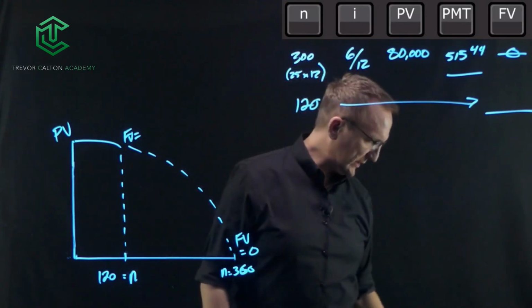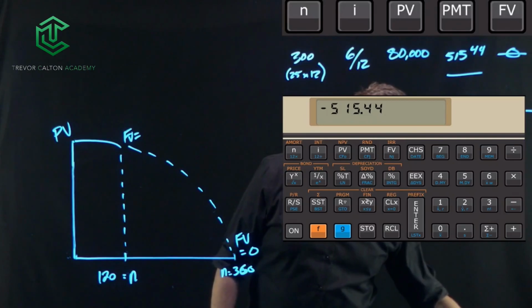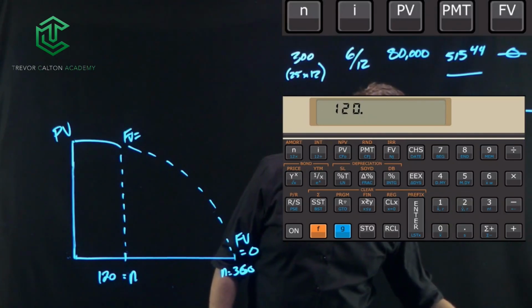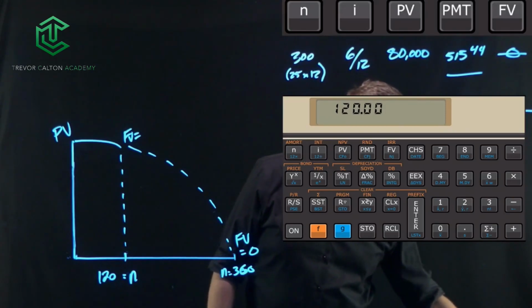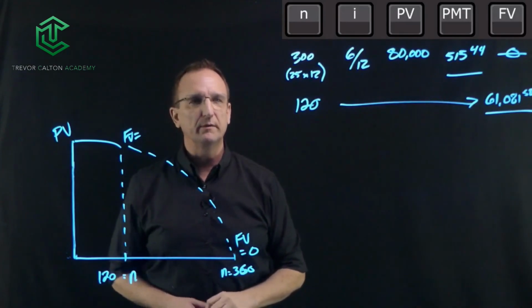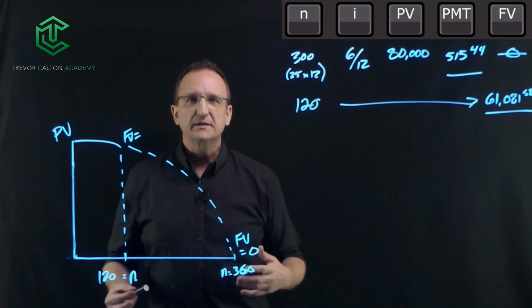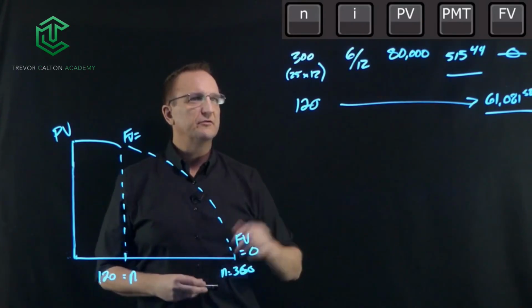Since it's already in my calculator, all I have to do now is just go 120N, or I could have used the G key and just put in 10 years and then solve for future value. And in this case, we get 61,081.58.